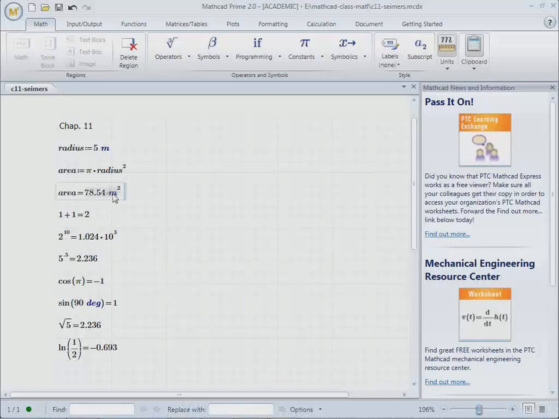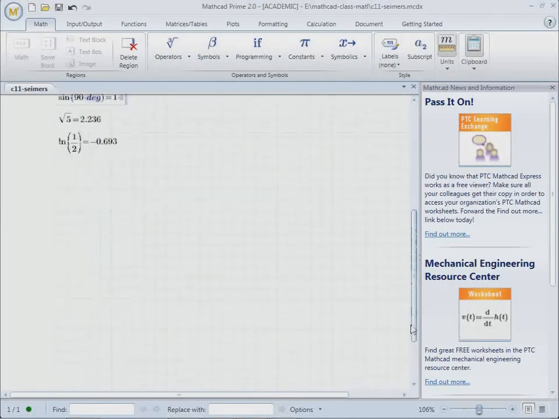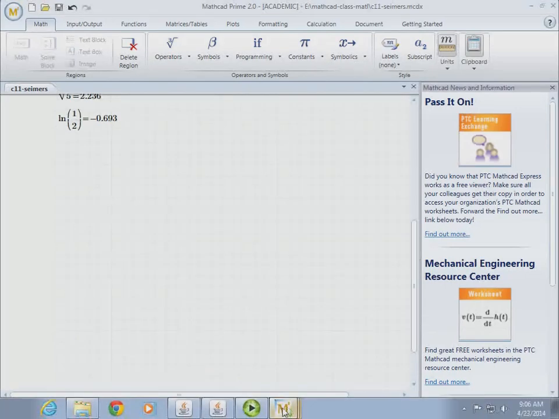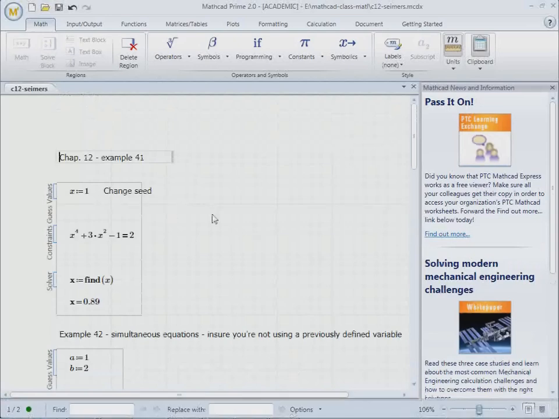On the video, we talked about units and entering formulas and some of the drop downs and various things like that. I think, yeah, we did get through chapter 11. Okay, now we're getting to solving equations, and it's what's called a solve block.